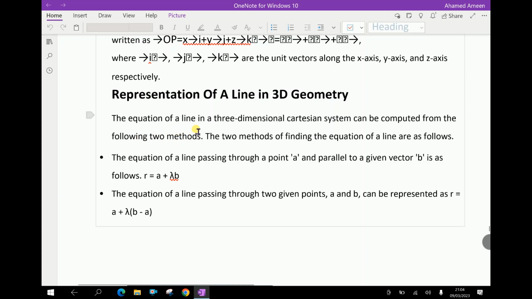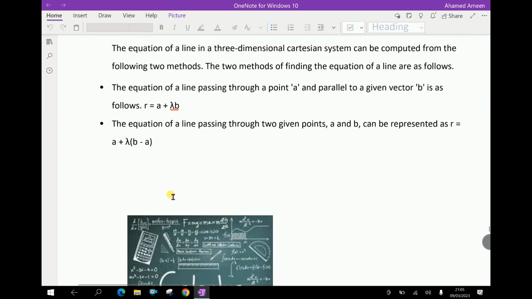The equation of a line in the three-dimensional Cartesian system can be computed from the following two methods. The two methods of finding the equation of a line are as follows. Here, r equals a plus lambda b you can represent, or further, the equation of a line passing through two given points a and b can be represented by r equals a plus lambda into (b minus a), lambda being any constant.